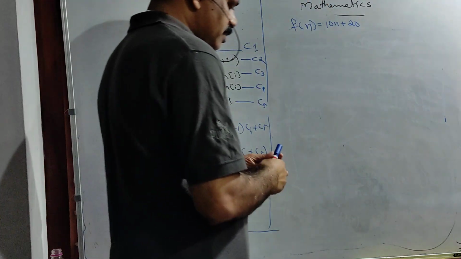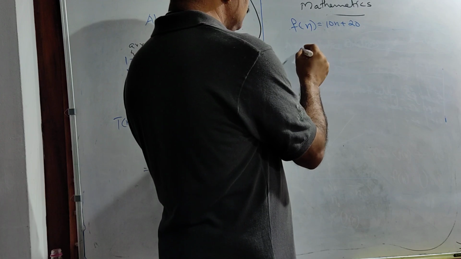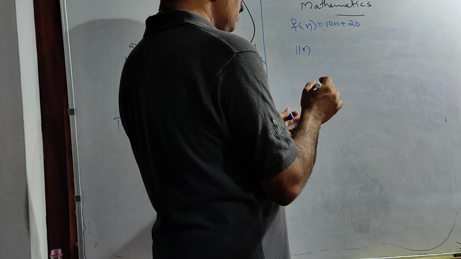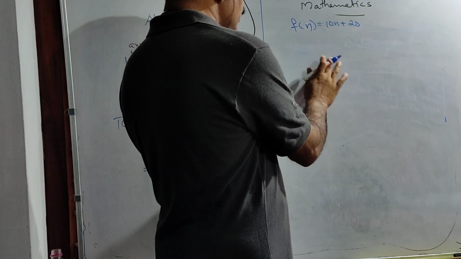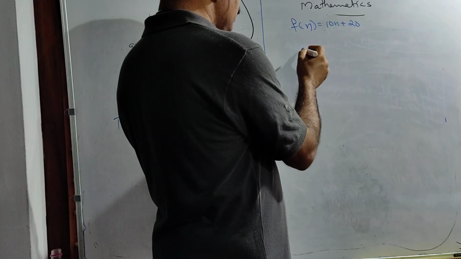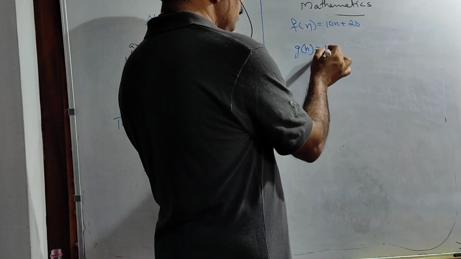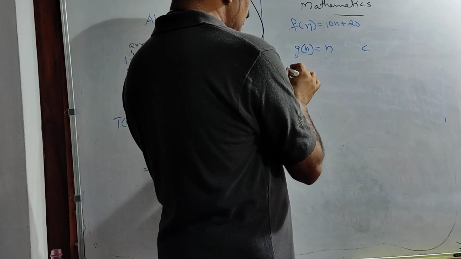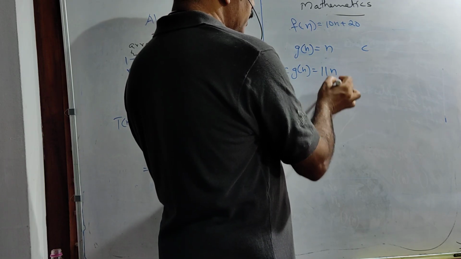let us consider a function, some 11n. Okay, some function 11n. In general, let us consider a function g of n equal to some n and a positive constant c. We will get c into g of n is equal to 11n.